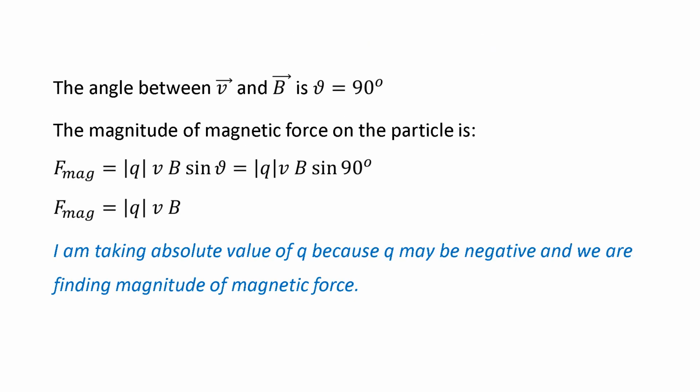The angle theta between velocity and magnetic field is 90 degrees. So the magnitude of the magnetic force on the particle is qvB sin theta. Since theta is 90 degrees, sin theta is 1, so the magnitude of the magnetic force is qvB. As you can notice, when I am writing a vector without arrow symbol, this means I am taking its magnitude.